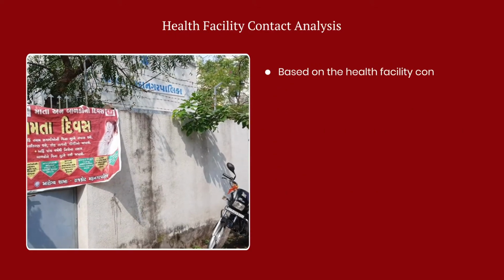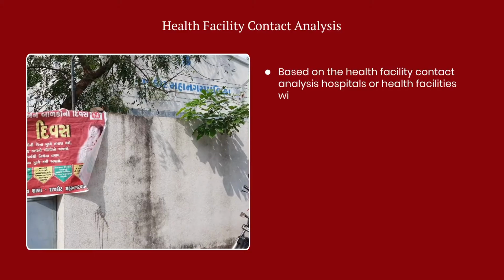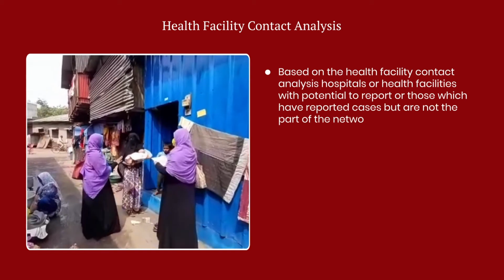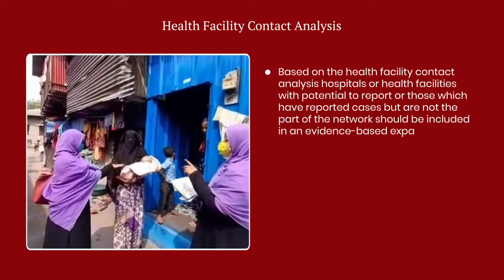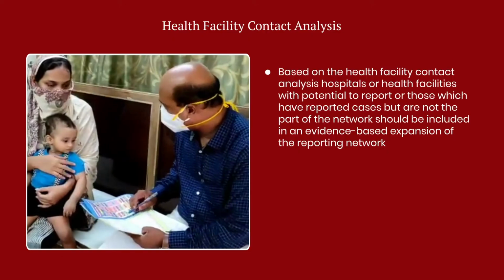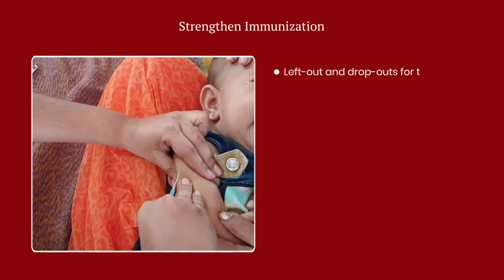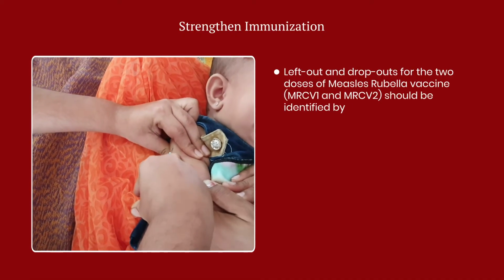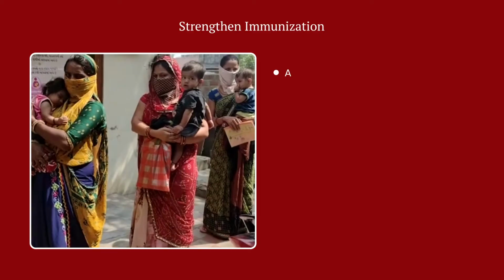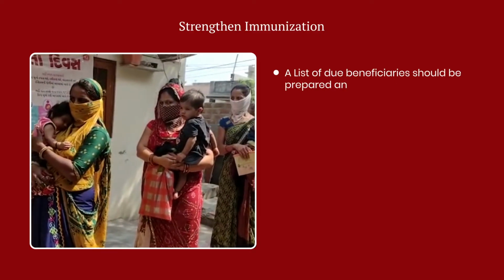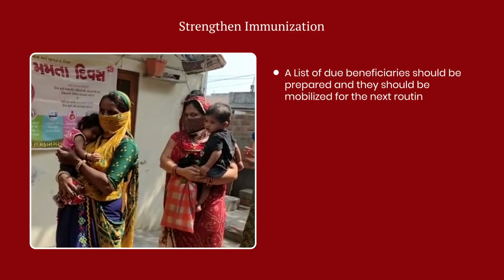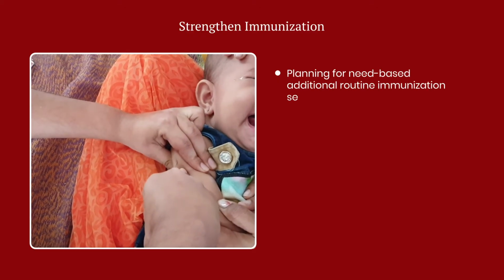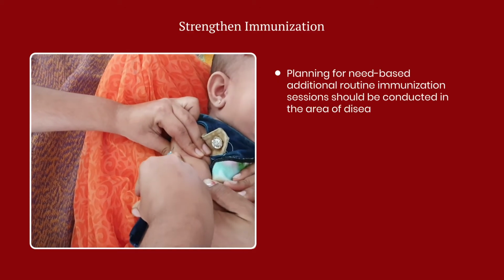Based on the health facility contact analysis, hospitals or health facilities with potential to report or those which have reported cases but are not part of the network should be included in an evidence-based expansion of the reporting network. Left out and dropouts for the 2 doses of measles rubella vaccine, MRCV1 and MRCV2, should be identified by frontline workers. A list of due beneficiaries in the area should be prepared, and they should be mobilized for the next routine immunization session. Planning for need-based additional routine immunization sessions should be conducted in the area of disease outbreak.